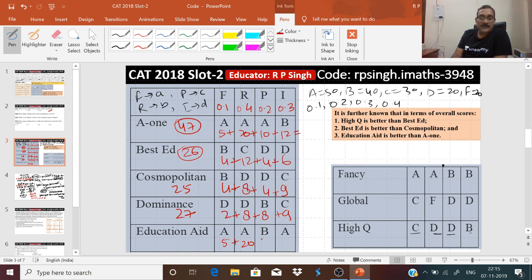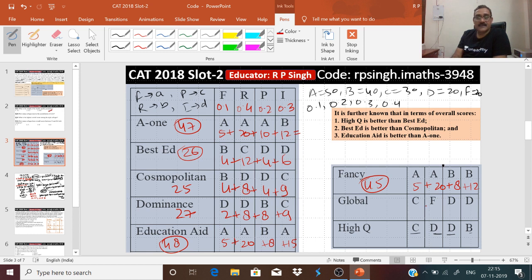Guys, here 15 into 0.1 will give you 5, 15 into 0.4 will give you 20, and 40 into 0.2 will give you 8, and 15 into 0.3 will give you 15. So it is 48, guys. Come to this, 15 into 0.1 it is 5, 15 into 0.4 that is 20, 40 into 0.2 that is 8, and 40 into 0.3 that is 12. So it is 20, 20, 40 and 5, 45.